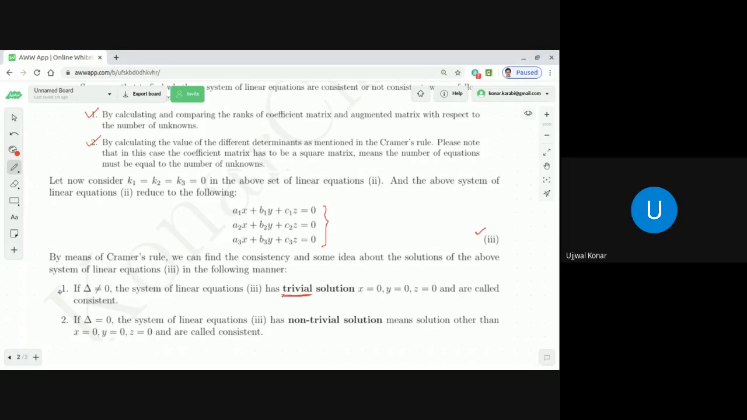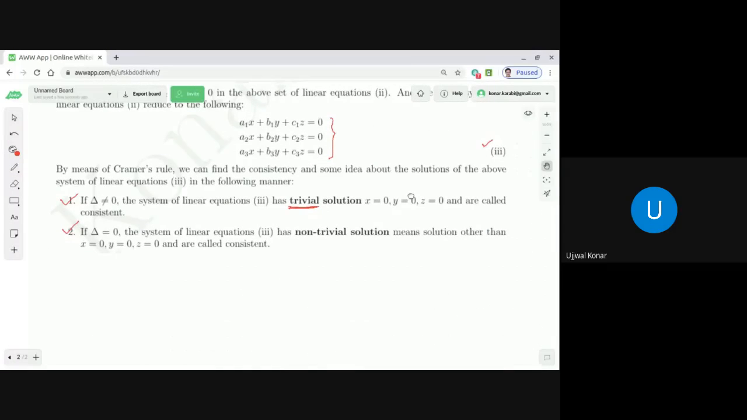But if delta equal to 0, first case we have done, but if delta equal to 0, the system of linear equations 3, that is a homogeneous system of linear equations, has non-trivial solutions. Means there exists a solution apart from x equal to 0, y equal to 0, z equal to 0. X equal to 0, y equal to 0, z equal to 0 is obviously a solution. But apart from that also there exists another set of solutions, okay, if delta is equal to 0. So this is about how we find the solution to a system of linear equations using Cramer's rule, that is called the determinant method.